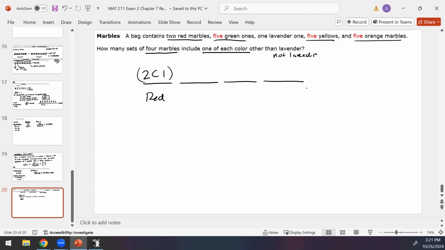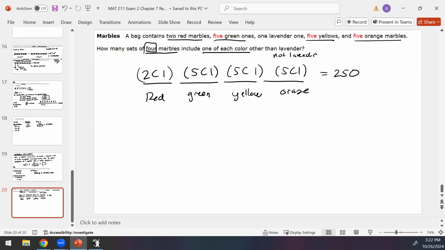So 2 choose 1. And then for green, I have 5 of them, and I want to choose one of them. And then for yellow, I have 5 of them, and I want to choose one of them. And then for orange, I have 5 of them, and I want to choose one of them. And if you're wondering why you're only choosing 1, well, I need only 4 marbles. So 1 marble, 2 marbles, 3 marbles, 4 marbles, right? And if I multiply all of those together, 5 times 5 is 25, times 5 is 125, times 2 is 250.